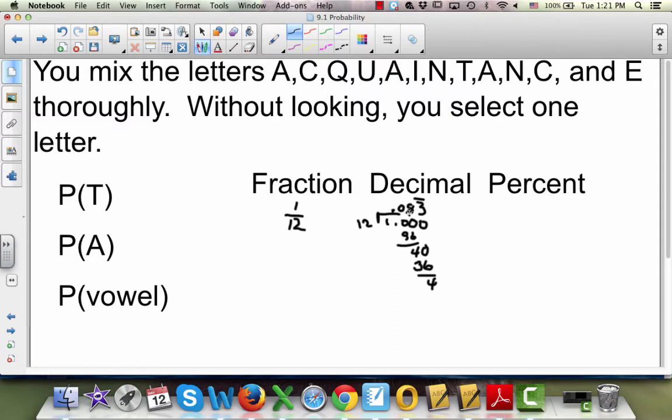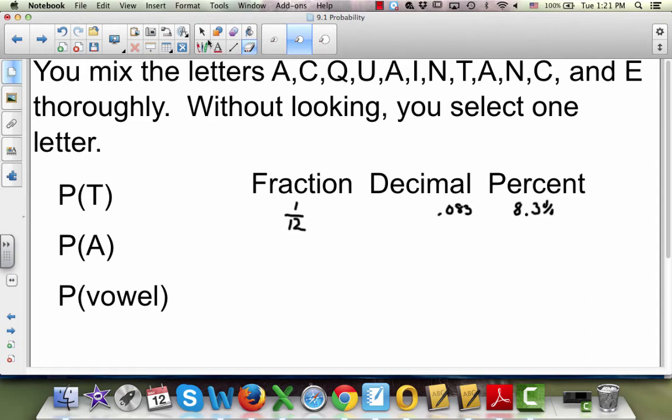So our decimal is 0.083 repeating. Let me write that here, 0.083. To change that into a percent, we move it over 2 places, and that gives us 8.3%. Let me erase this so we have more room. Okay.